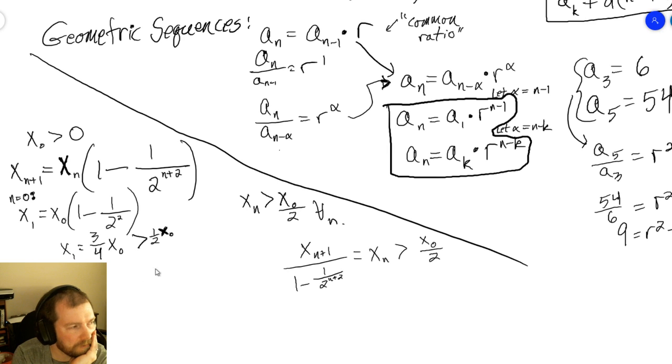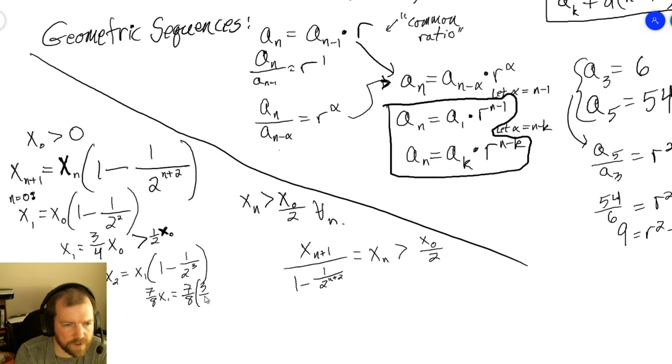Now we got to use this one. Okay. So anyway, if we were to do x sub 2, that's going to be equal to x sub 1 times 1 minus 1 over 2 to the, that's going to be 1 plus 2 is 3, right? So this is going to be 7/8 x1, which is equal to 7/8 times 3/4 x0.